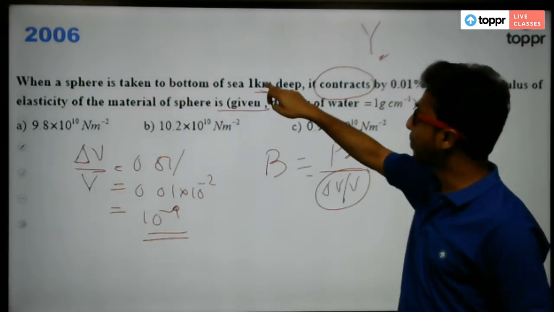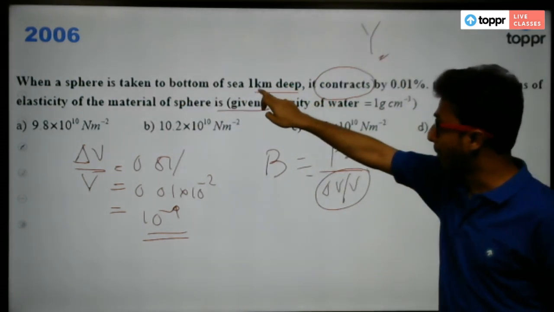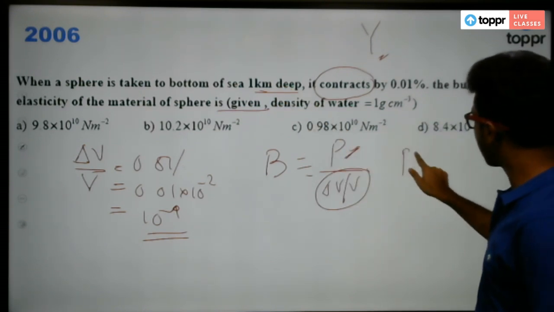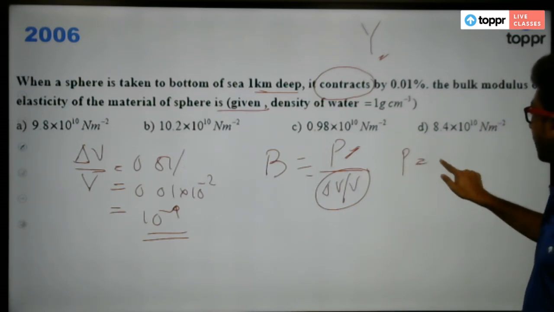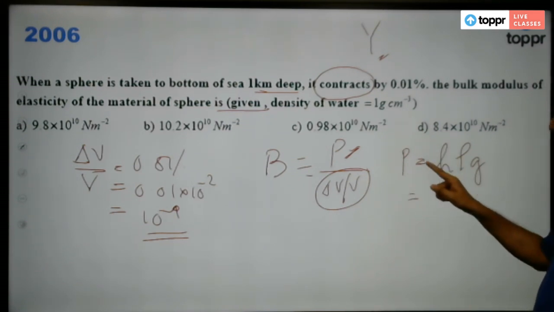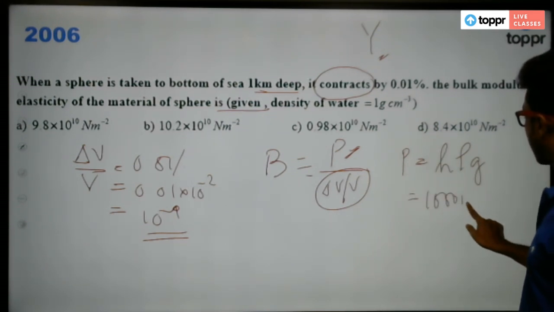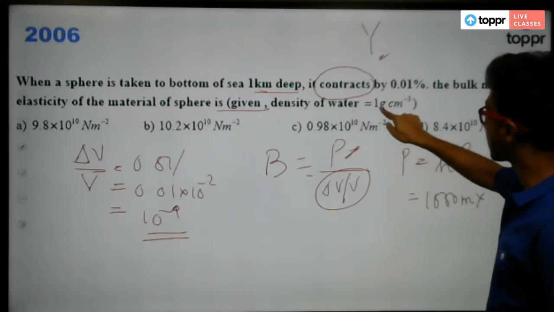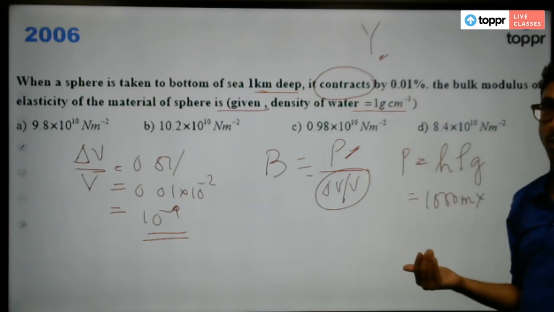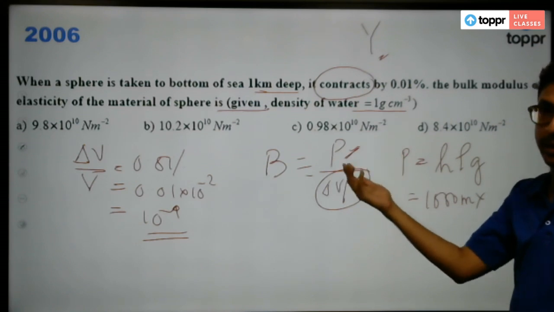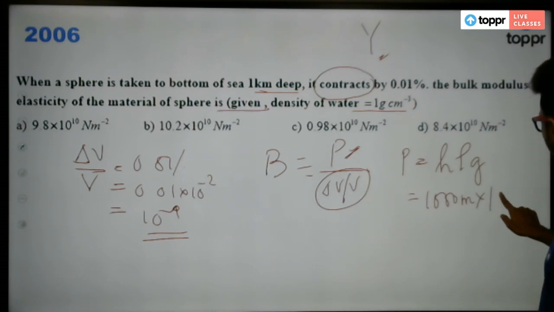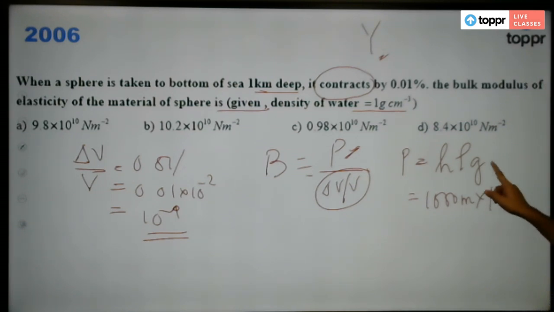A sphere is taken to the bottom of a sea, so at the bottom of the sea, 1 kilometer deep, there will be water pressure, right? What is that pressure? Water pressure is nothing but h rho g. h is 1 kilometer, so in meters it is 1000 meters. The density of water is given as 1 gram per centimeter cube. Usually in a sea the density is a little more than this, but for simplification of the calculation, we have taken 1 gram per cc.